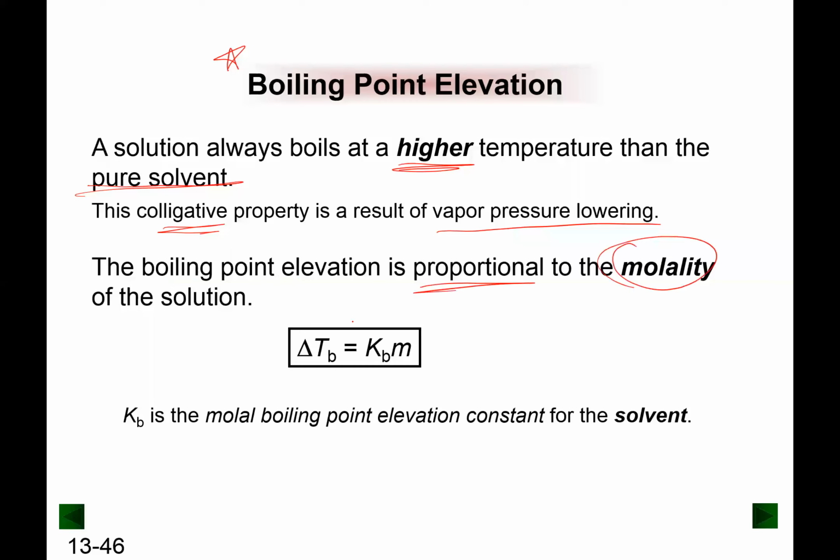Now, the boiling point elevation is proportional to the molality of the solution. And so we can represent that here as the change in boiling point temperature is equal to our molality, which is given here, times a molal boiling point elevation constant for the solvent. So if we were talking about an aqueous solution, this would be Kb for water. If it were talking about some other solvent, it would be Kb for whatever the solvent was.